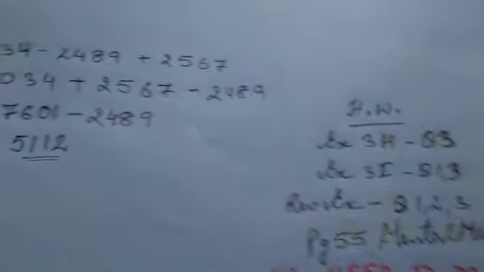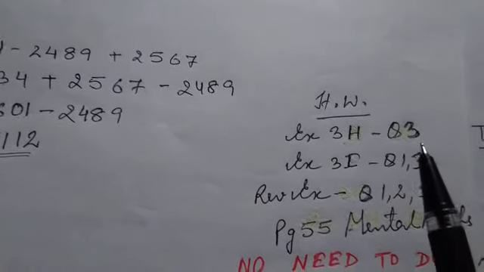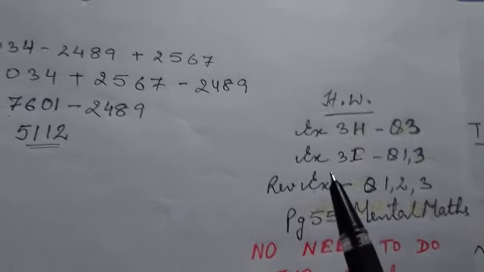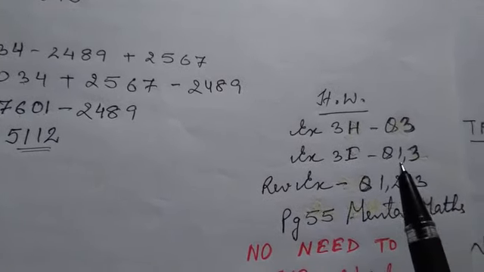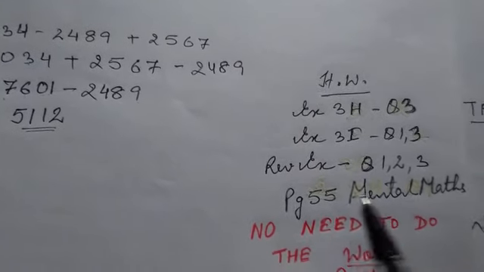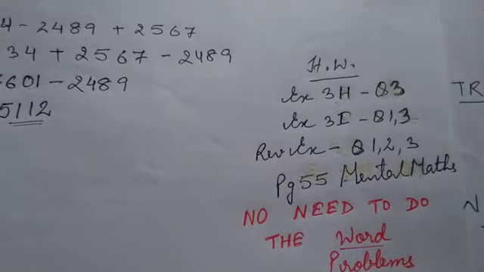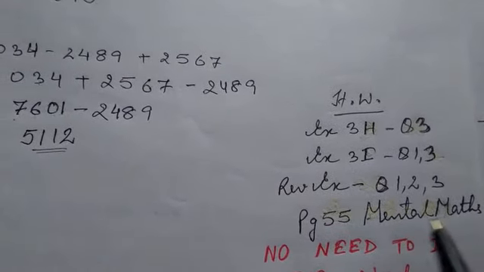So this is the homework for today. Your homework is exercise 3H, only question number 3, exercise 3I, only questions 1 and 3, revision exercise questions number 1, 2 and 3, and page number 55 has a mental maths in the book Orbit. So this you are supposed to do.